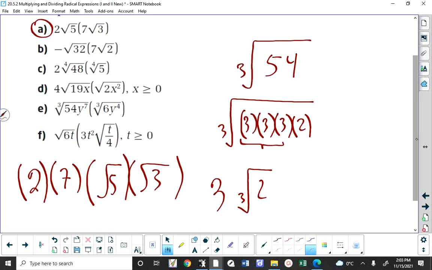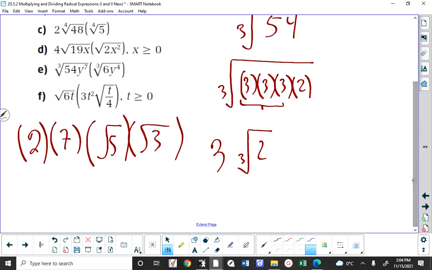The order that you multiply them in doesn't matter. So I can multiply the 2 and the 7 to get 14. I can multiply the 5 and the 3 to get root 15. So you would end up here with 14 root 15. Then you always need to make sure that you are checking the radicand that you produce to see if it can be simplified further. And root 15 doesn't break down at all.